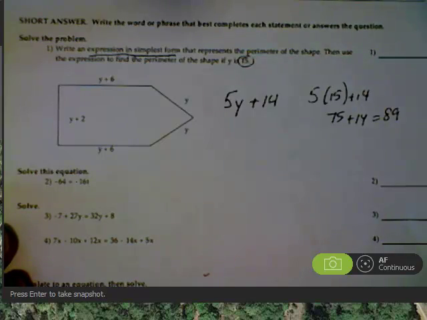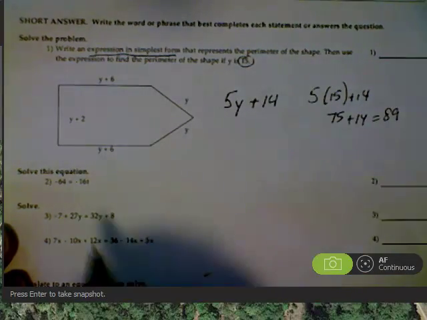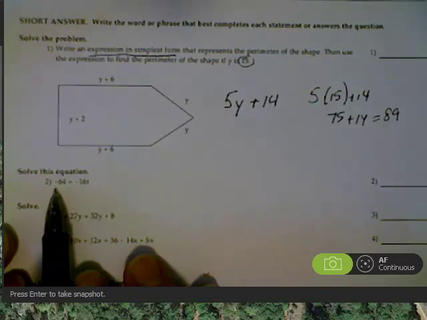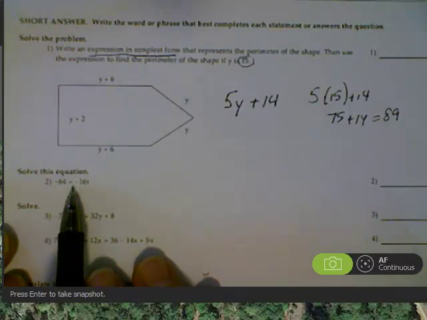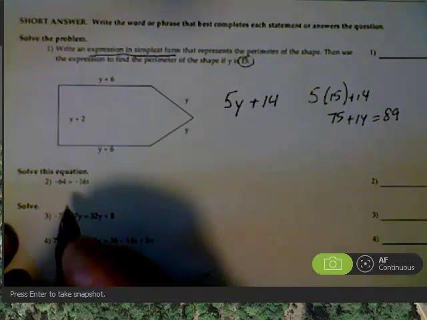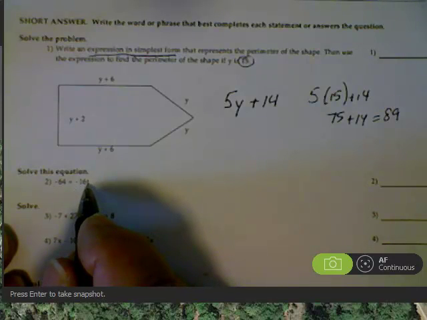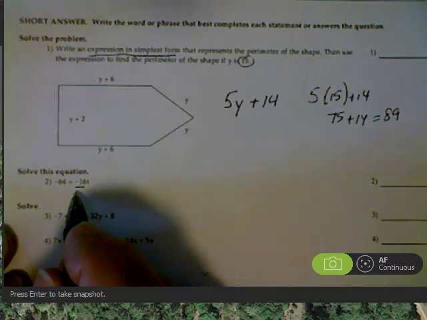Question 2 asks us to solve. It's an equal. We're clearly on step number 4. The variable is t, so we need to divide by the coefficient, minus 16.